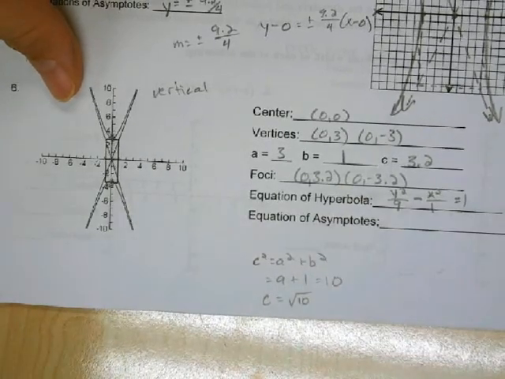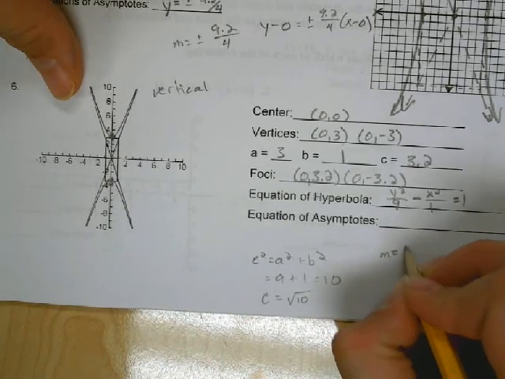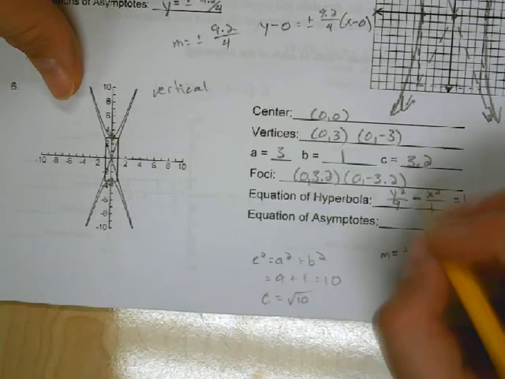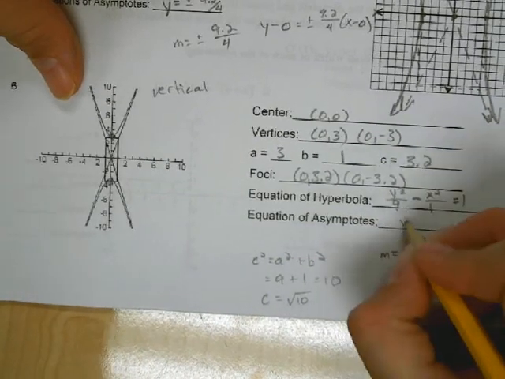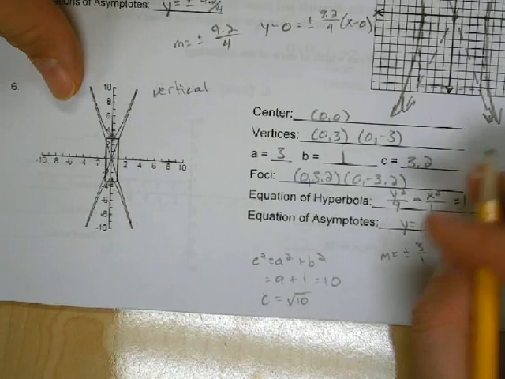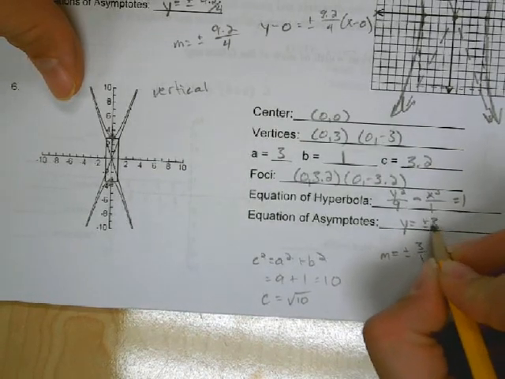Okay, and then the equation of the asymptote, well, I know the slope is up 3 over 1, so it's just 3 over 1, it's just 3. So again, I'm going to go ahead and skip this time putting in the zeros, because the zeros disappear. So I get plus and minus 3x.